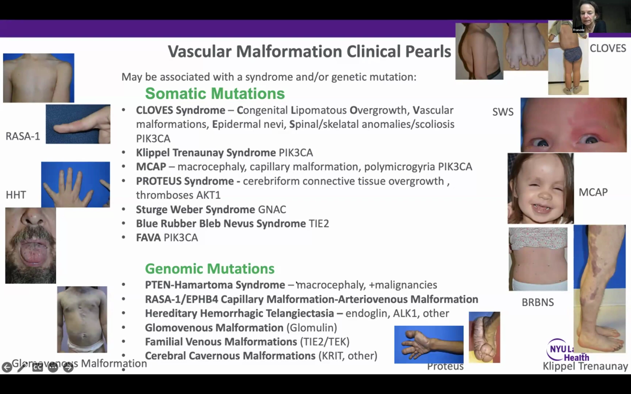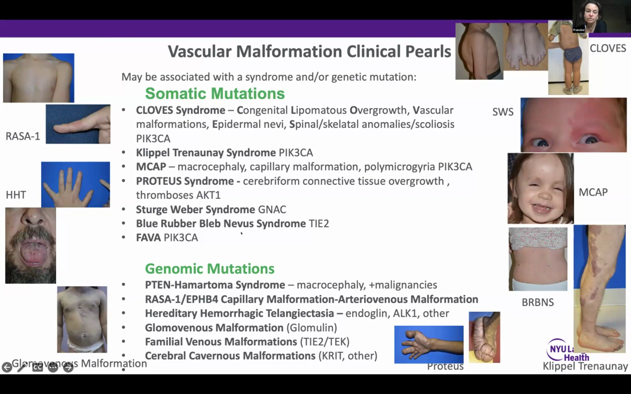And this is PTEN. There could be a PTEN mutation associated with macrocephaly and different types of vascular malformations, but they're also prone to malignancies. So that would be important to be monitoring those. But these are the most common familial genomic mutations.